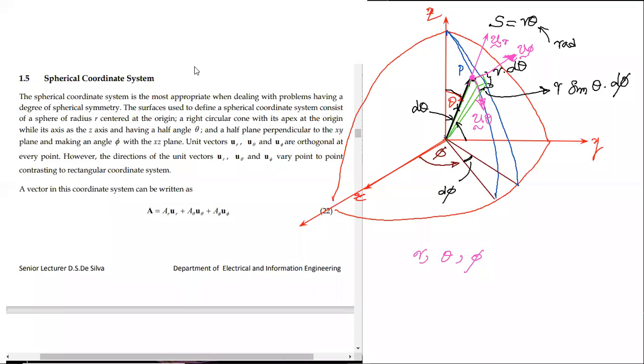The spherical coordinate system is most appropriate when dealing with problems having a degree of spherical symmetry. There are some applications. If you want to find the electric field intensity, flux density, something like that, under such computations you have to deal with spherical quantities. Under such conditions, it is better to use the spherical coordinate system to solve such questions easily.